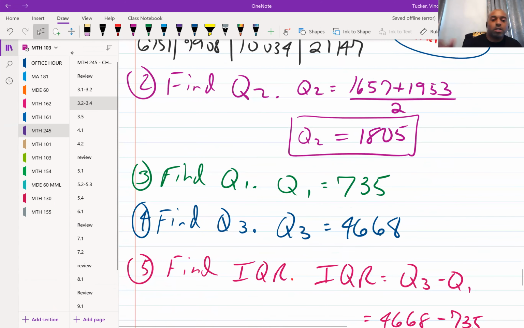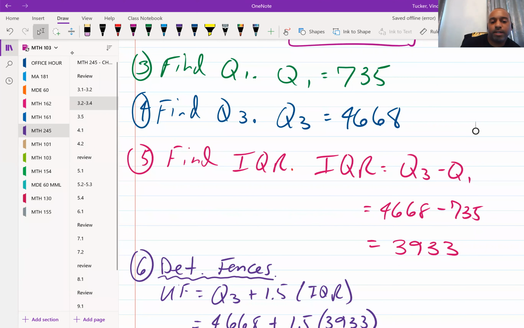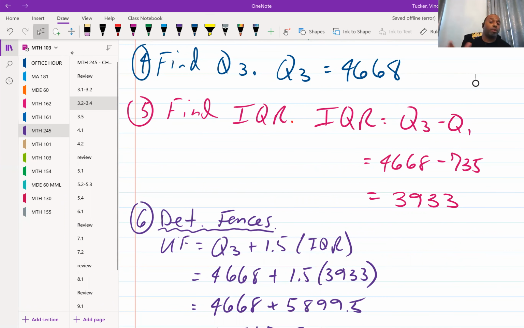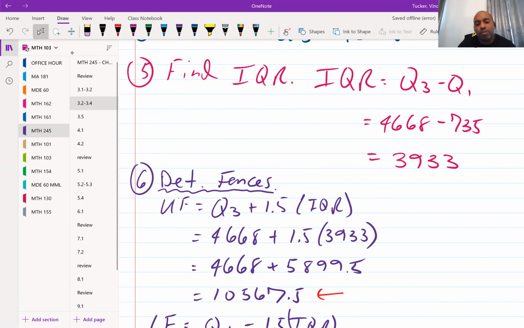And so next, IQR. We take Q3 minus Q1, gives us 3933. All right. And now we get to determine our fences. So our upper fence is Q3 plus 1.5 times the IQR. 1.5 is a part of the formula. So this 4668 plus 1.5 times that 3933. And that gives us 10,567.5.